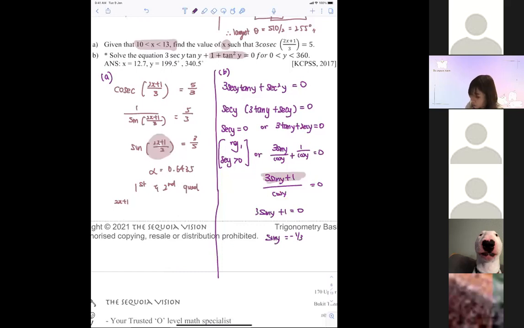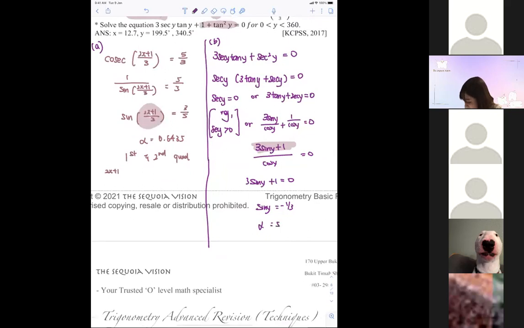Basic angle, quadrant. So for the basic angle, don't put the negative inside. You have 19.47, but sine is negative, so third and fourth quadrant.